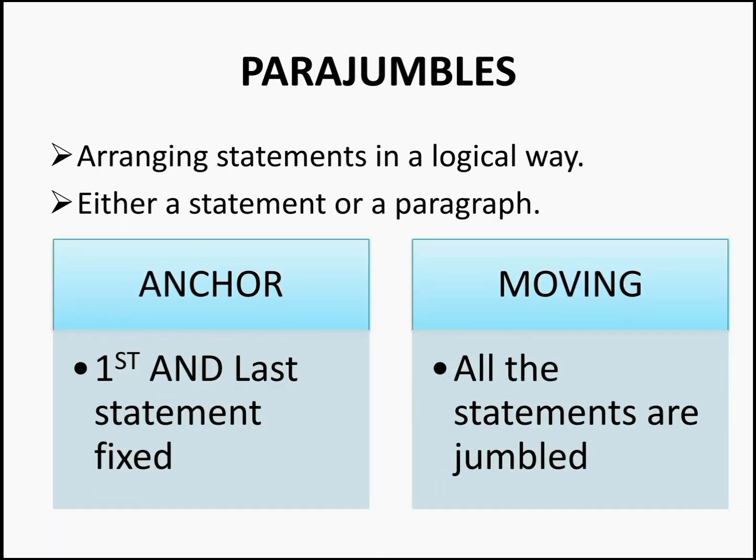One is anchor and the other is moving. Let's assume that you have a parajumble where a paragraph is split into 6 sentences. In your anchor parajumble, your first and your sixth sentences are fixed. That is, you are going to arrange only the intermediate 4 sentences. Whereas in case of your moving parajumbles, all the 6 will be jumbled and we are going to arrange that.